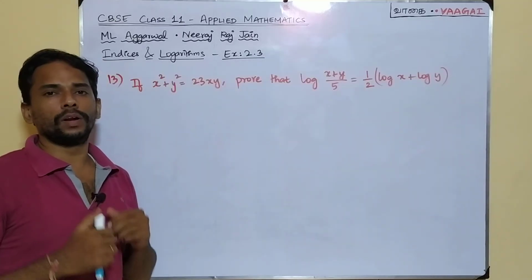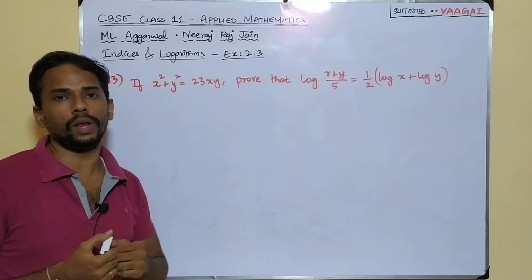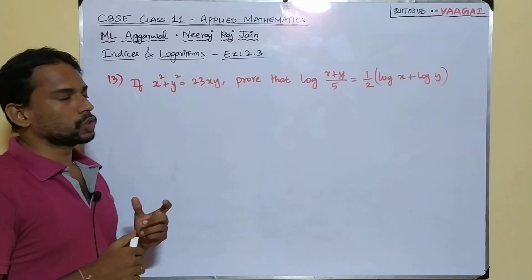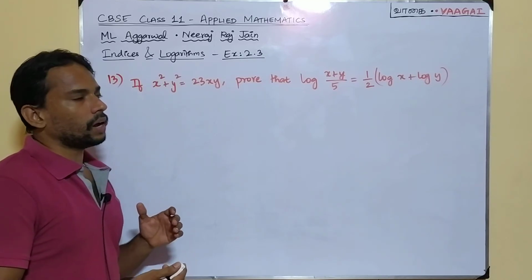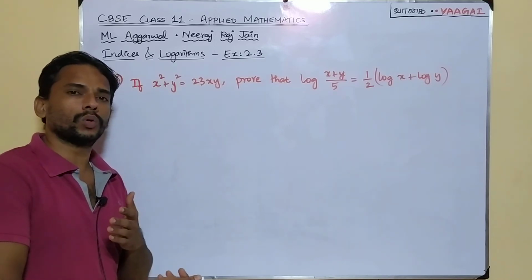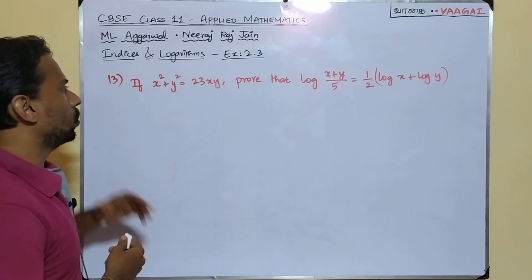Next we have question number 13, which is going to be very similar to the previous question which we just solved, question number 12. But this one is going to be quite a little different. Why? Because here we are asked the question in a way that is the reversal of what we tried in the previous question. Okay, so see the question.